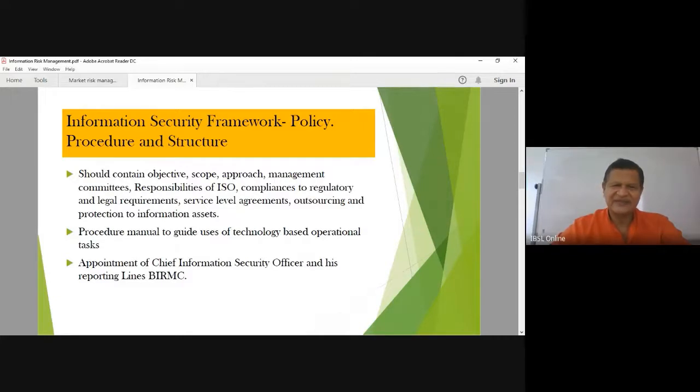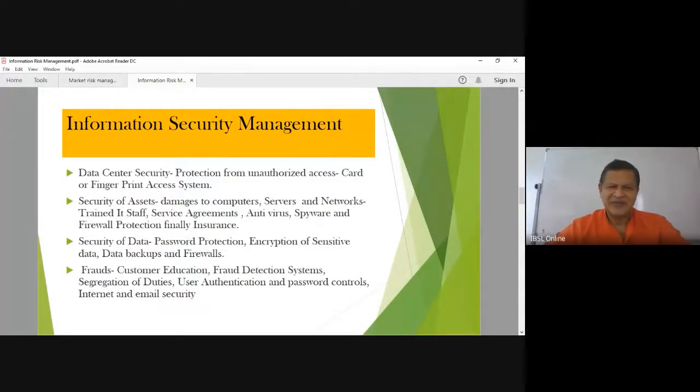As a result, we create a policy document for information technology and IT security. And we also draw up various procedure manuals. How do we take care of our systems? And then also structures, which describe the responsibility of each and everyone who is involved in IT security as well as IT users. So in this management, we also said that we need to protect our assets, IT assets, our network, and so on.